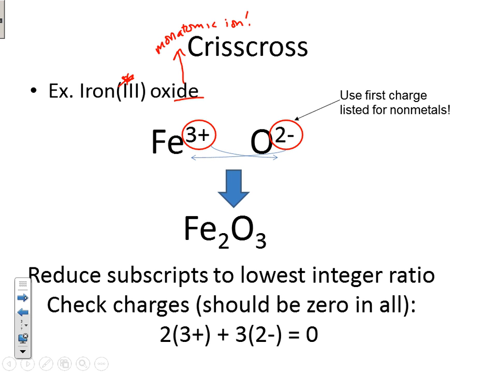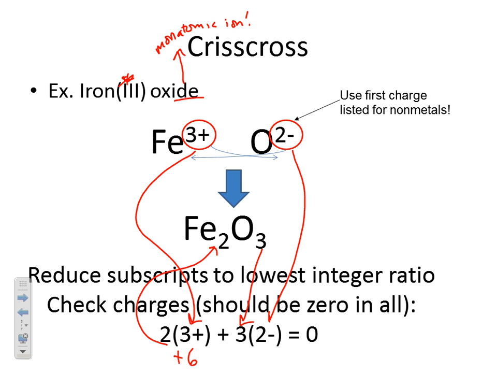Then we do a little check. Check the charges. It should be 0 overall. And it is, because there are 2 irons, that's the 2 right there, and the charge on the iron is +3, which is where that's coming from. That's +6. For the oxygens, there are 3 oxygens, that's the subscript, and the charge on the oxygen is -2, so 3 times -2 is -6. They balance one another out. With ionic compounds, it's all about charge cancellation.